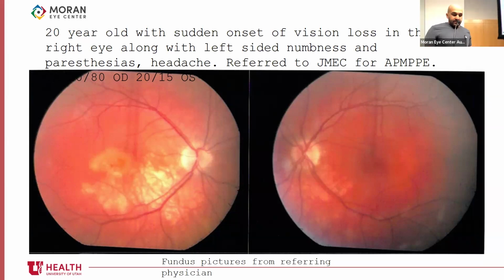And just a few things that you can see, and these are the fundus photographs from the referring physician. But you can see that there's this area that's just kind of creamy and yellow. But then there's also these areas contiguous with this that seem a little bit more atrophic.